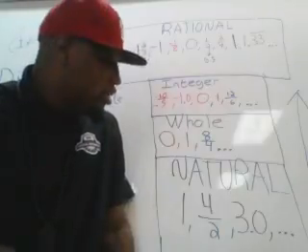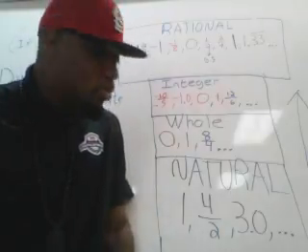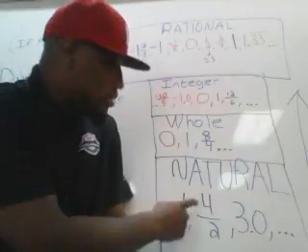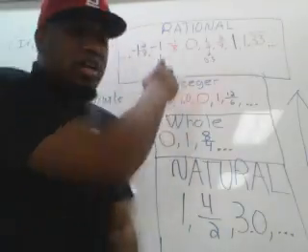It can be more than one. Remember, all these numbers can be more than one. So if you have 4/2, once again, that's just two. That'll be a natural, whole, integer, and rational.